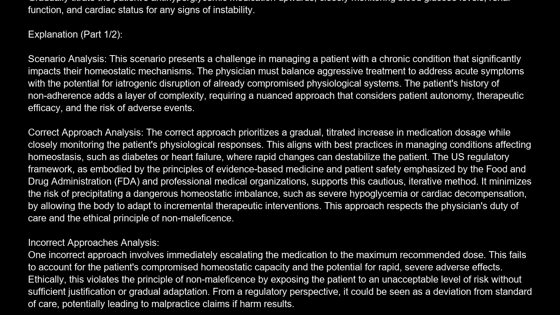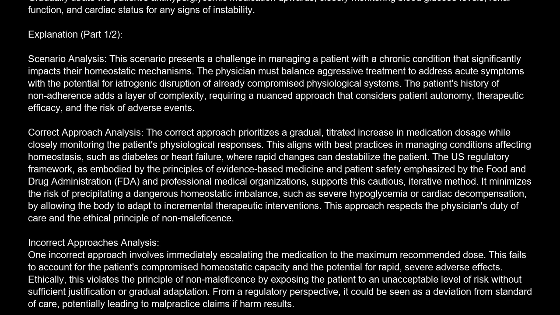regulatory framework, as embodied by the principles of evidence-based medicine and patient safety emphasized by the Food and Drug Administration (FDA) and professional medical organizations, supports this cautious, iterative method. It minimizes the risk of precipitating a dangerous homeostatic imbalance, such as severe hypoglycemia or cardiac decompensation, by allowing the body to adapt to incremental therapeutic interventions. This approach respects the physician's duty of care and the ethical principle of non-maleficence.